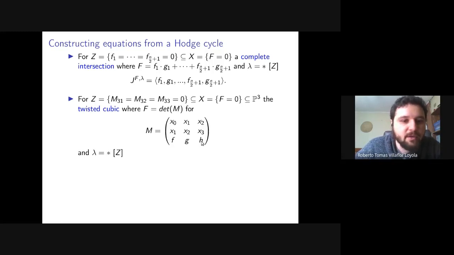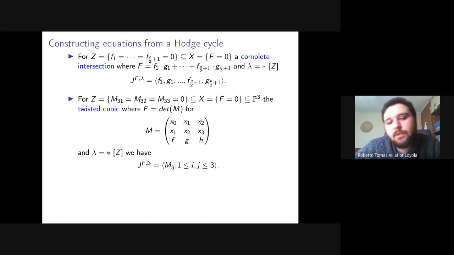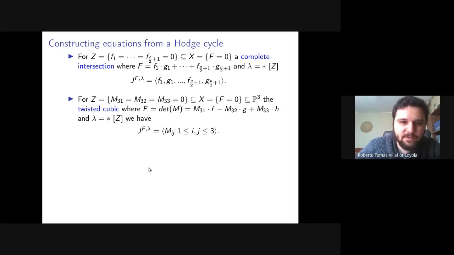So again, we can consider the cohomological class of the twisted cubic and compute the associated Artin-Gorenstein ideal. And what we are able to show is that this Artin-Gorenstein ideal is in fact the ideal generated by all the 2 times 2 minors of the matrix M, not just the ones defining the twisted cubic, but all. And in fact, what we see is that again, the equations of the twisted cubic are appearing as generators in low degree of this ideal. So this is what happens in this case.